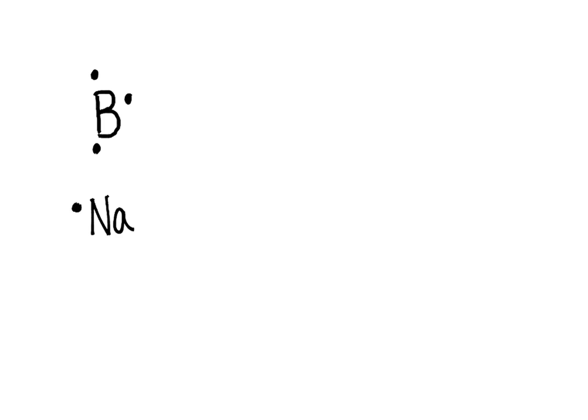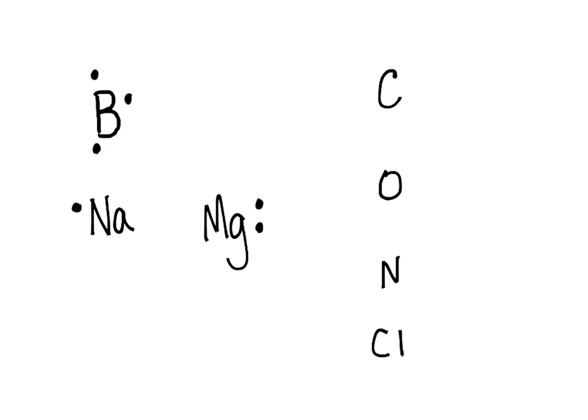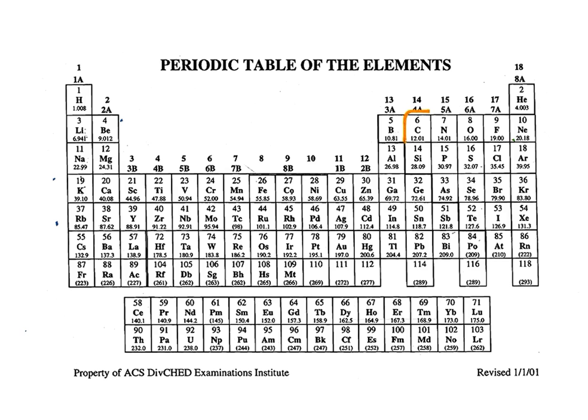Now, let's look at some other atoms. Sodium's Lewis dot structure has a single valence electron. Magnesium has 2. You can draw them together or on opposite sides. Let's do carbon, oxygen, and nitrogen, and chlorine. Now, those are all up here. Carbon, nitrogen, oxygen, chlorine is down here. So carbon has 4 valence electrons, nitrogen has 5, oxygen has 6, and chlorine has 7.